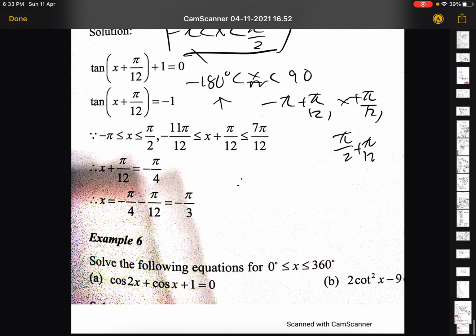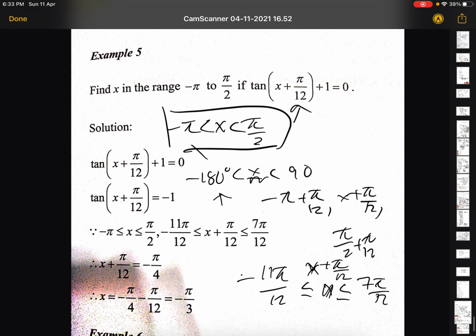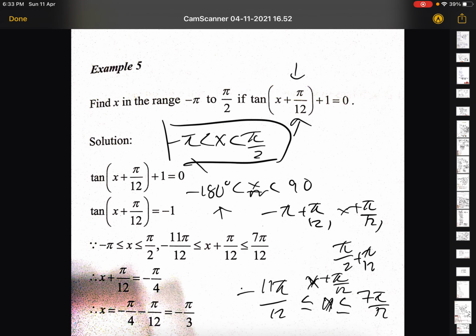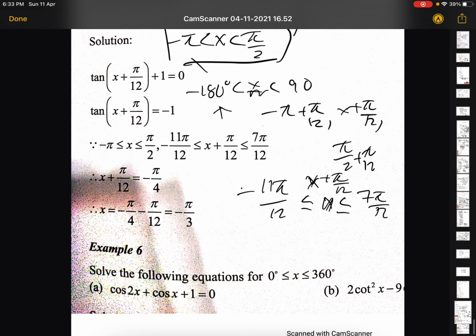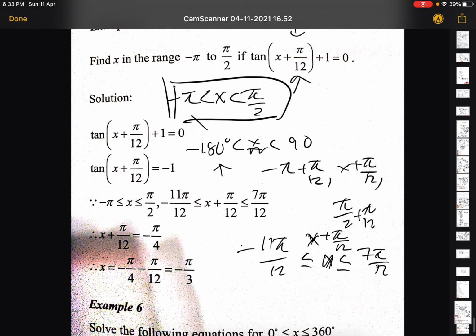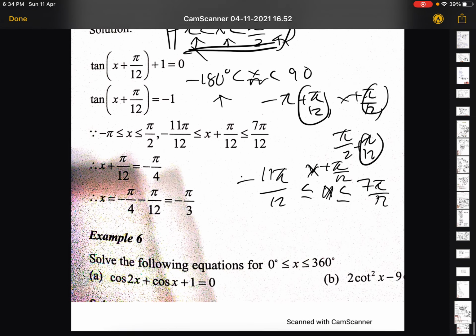And then with some simple math, you will get minus 11 pi over 12 is less than or equal to x, less than or equal to 7 pi over 12. Okay, not x plus pi over 12. So if the angle here is not just x but x plus a certain angle, you must add that angle into your range. So when you add it into the range, you must add it for here, here, and here, like I did here. Plus pi over 12, plus pi over 12, plus pi over 12. So now you have a new range.